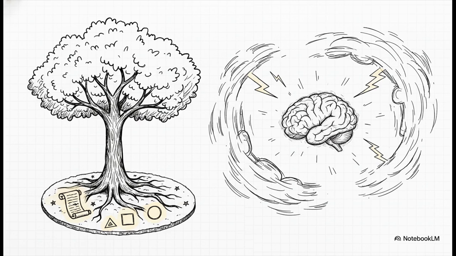Jung warned us about this. He said that if we toss out our myths just because they aren't scientifically literal, we develop what he called a rootless consciousness. We become completely cut off from the deep wisdom of our own psyche. And that makes us incredibly susceptible to mass fanaticism or getting swept up in modern echo chambers, what he brilliantly termed psychic epidemics. We literally need these symbols to keep our feet on the ground.